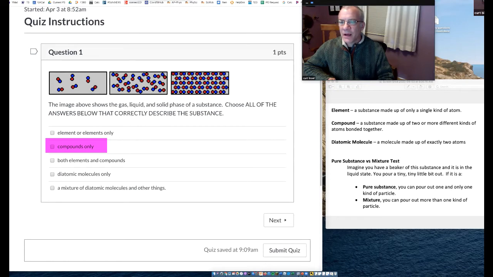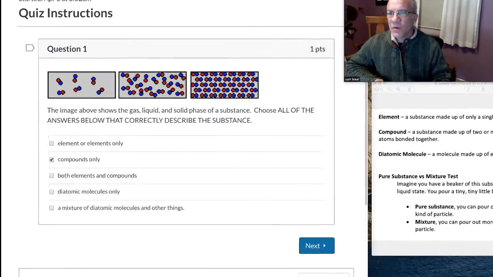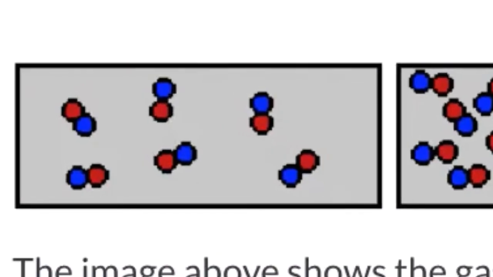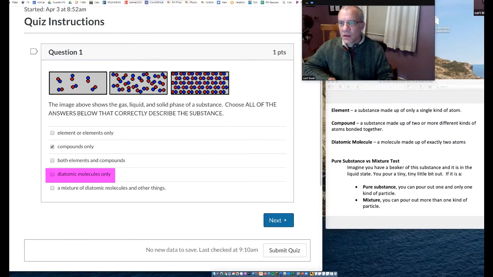Now let's take a look down here at the other selections. Diatomic molecules or a mixture of diatomic molecules. Well, each particle in here is a diatomic molecule. It's joined together and they're exactly two atoms. So this is diatomic molecules only. And that's how we do that one. Let's go to the next one.